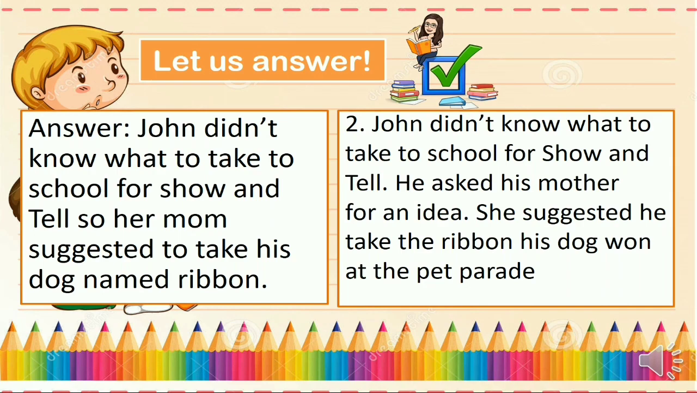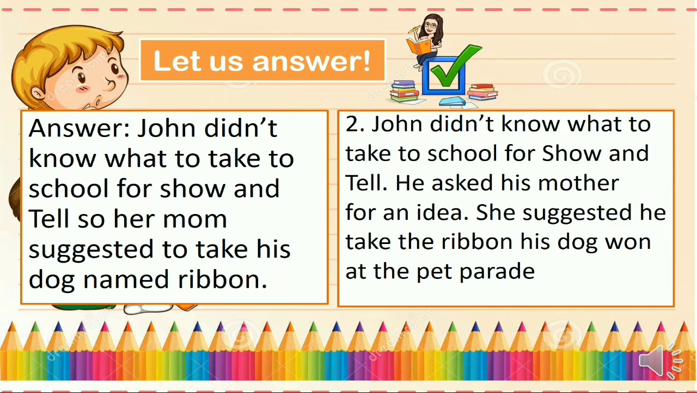Now let us have the second passage. John didn't know what to take to school for show and tell. He asked his mother for an idea. She suggested he take the ribbon his dog won at the pet parade.